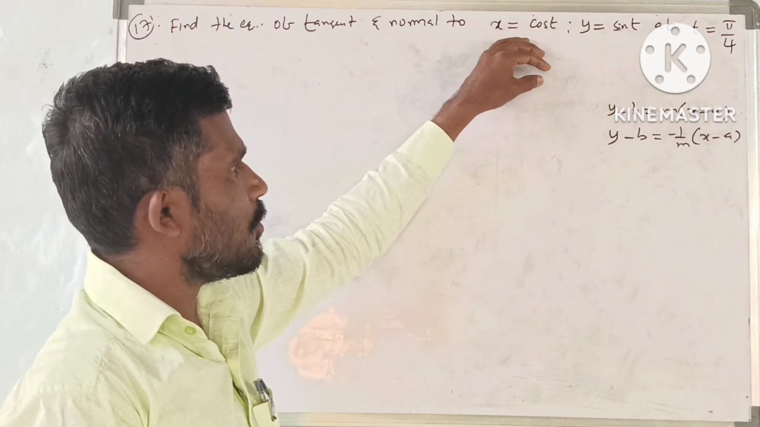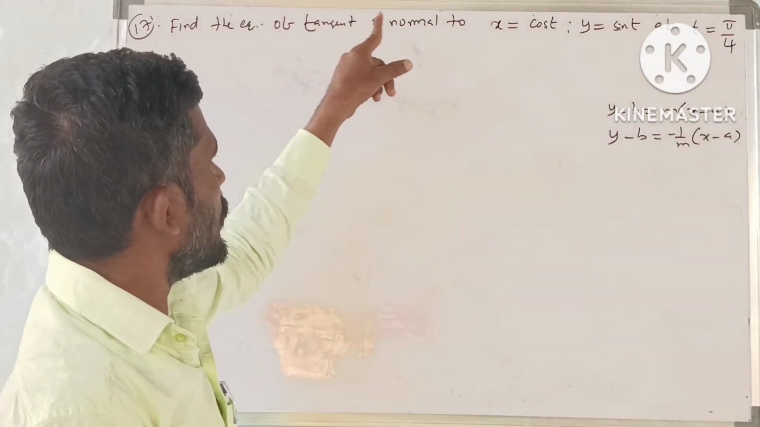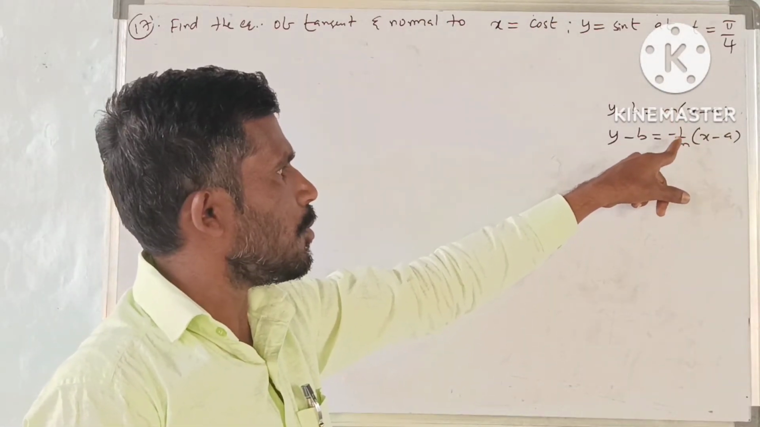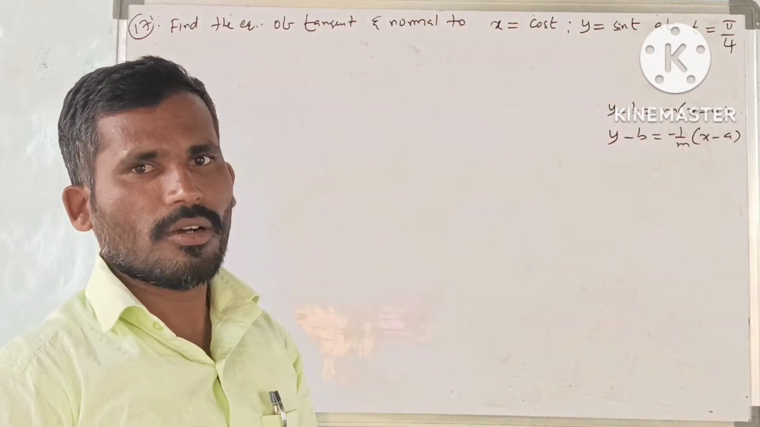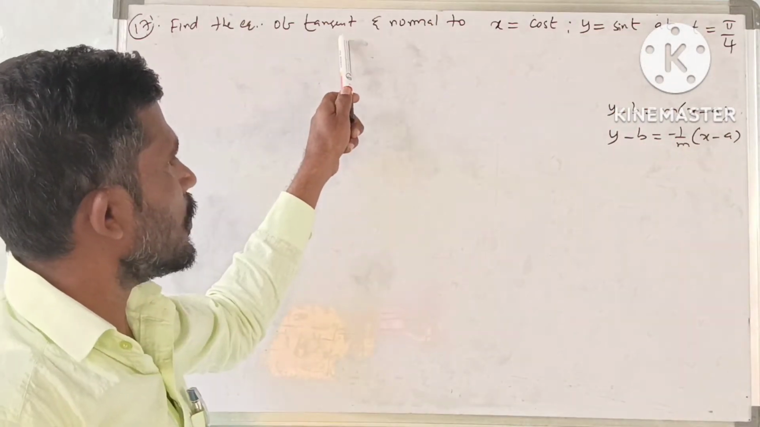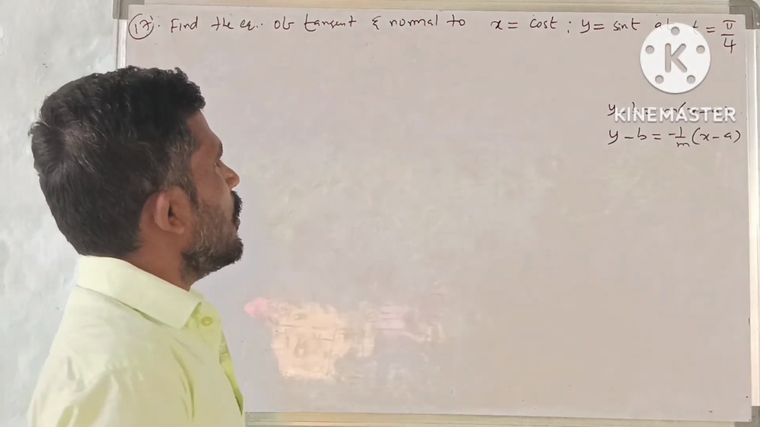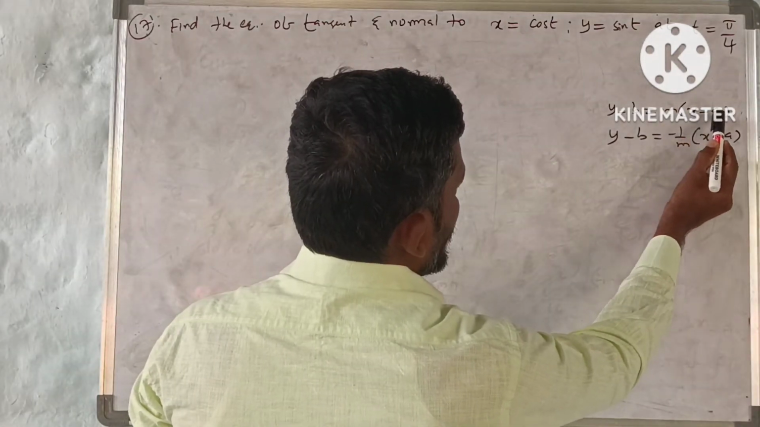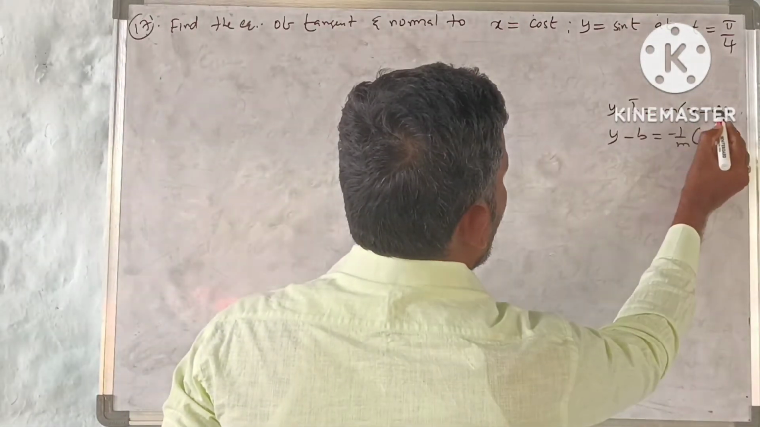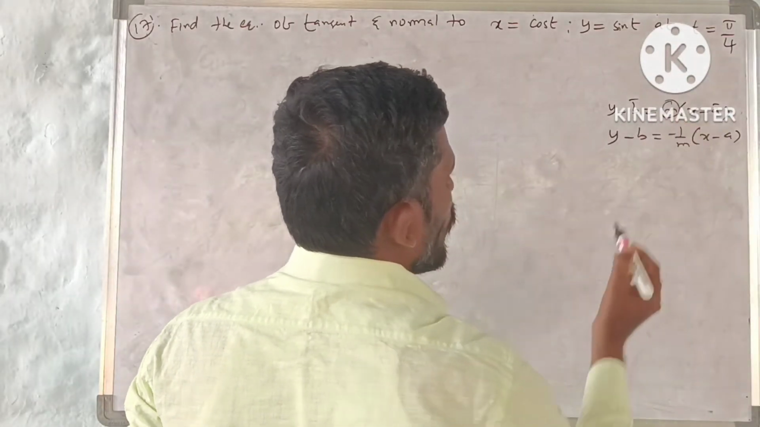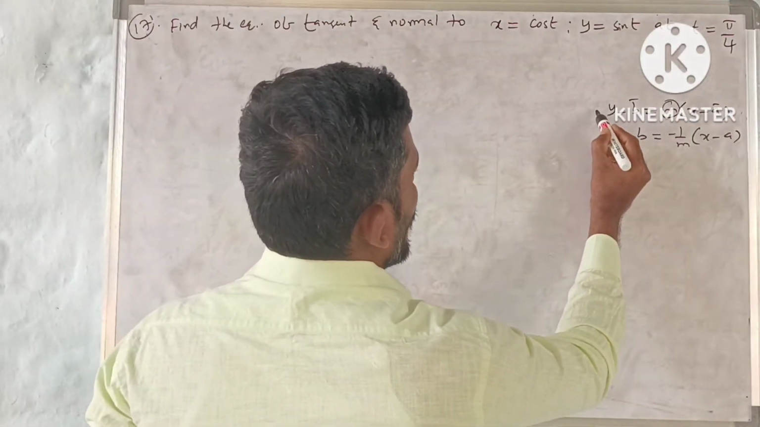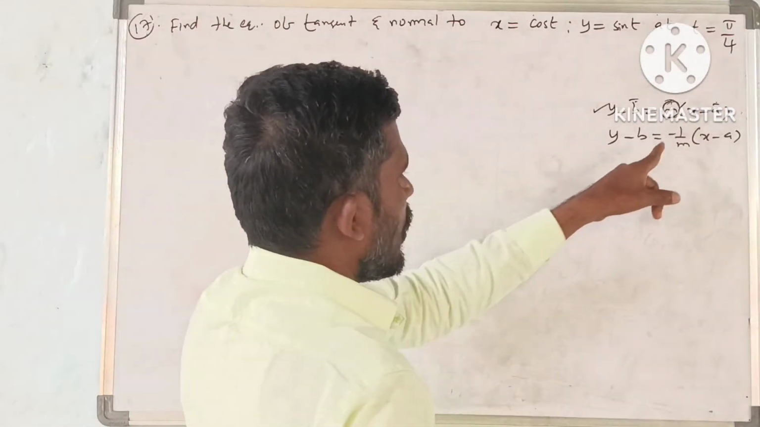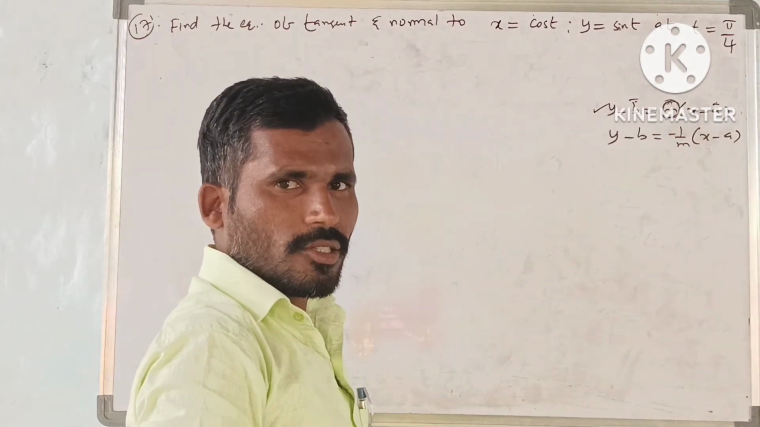When the parametric form is given and we are asked for the equation of the tangent, first you have to find out the slope of the tangent and the slope of the normal, and substitute in this equation to get the equation of the tangent as well as the normal. The equation of the tangent principle is y minus b is equal to m into x minus a. Here a comma b is the given point, and m is the slope of the tangent. So to find the equation of the tangent, first we have to find the values of a comma b, and also find out the slope of the tangent.